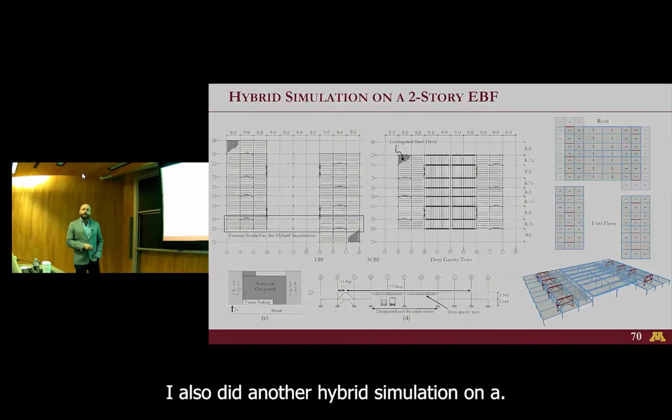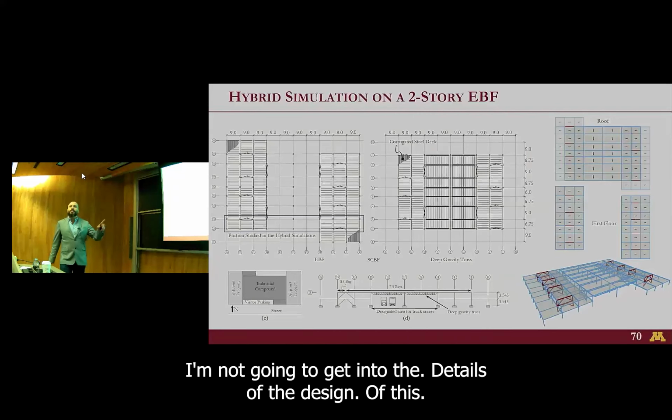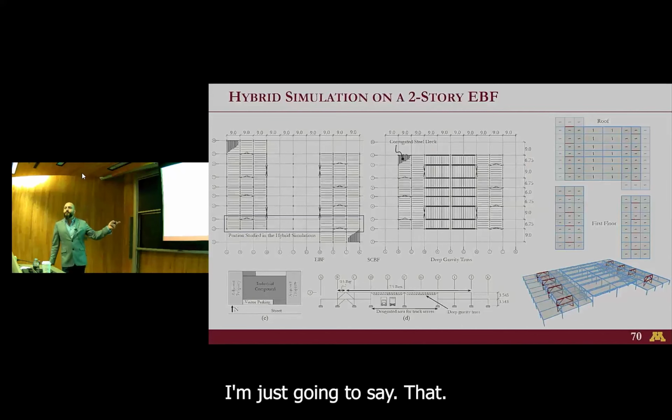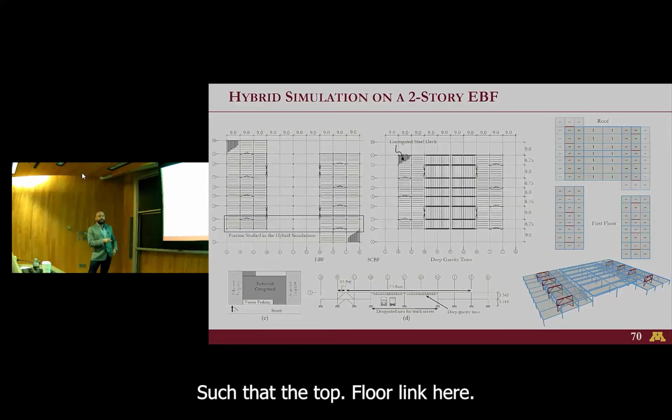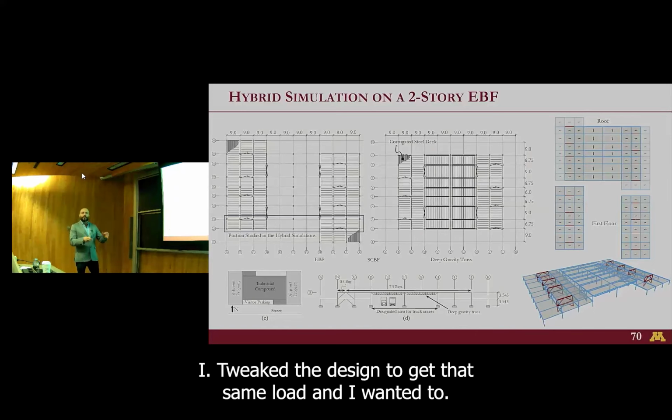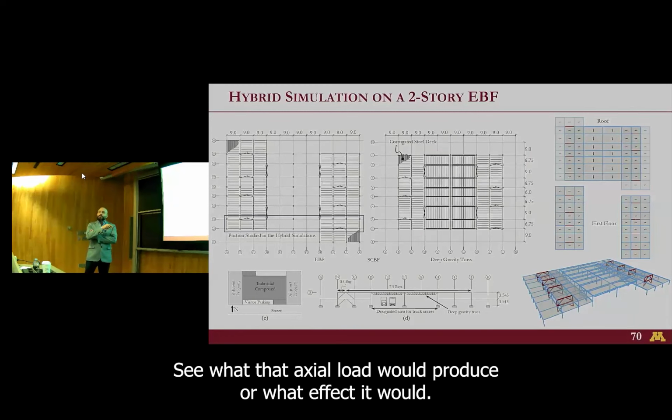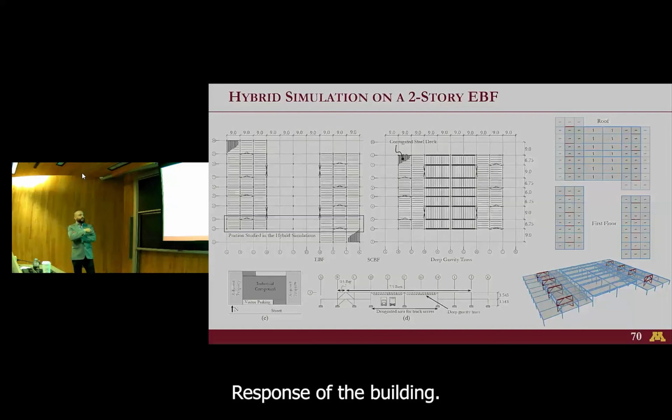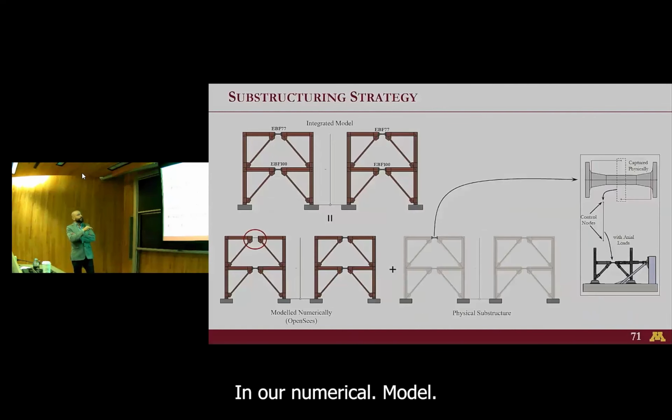I also did another hybrid simulation on a 2-story structure. I'm not going to get into the details of the design of this. I'm just going to say that this building was designed such that the top floor link here would experience the same level of axial load that I had in my frame setup. And I did that, admittedly, I tweaked the design to get that same load. And I wanted to see what effect that axial load would have on the dynamic response of the building. But we modeled 2 of these EBFs in the plan in our numerical model.